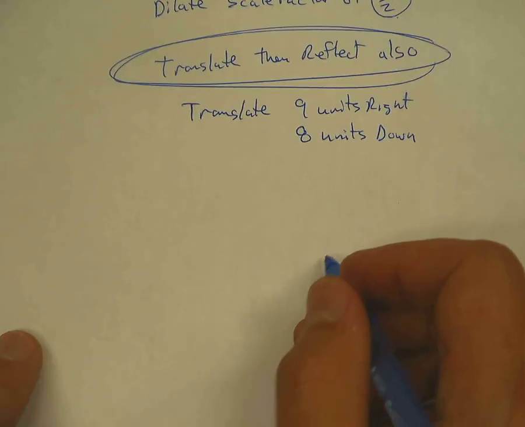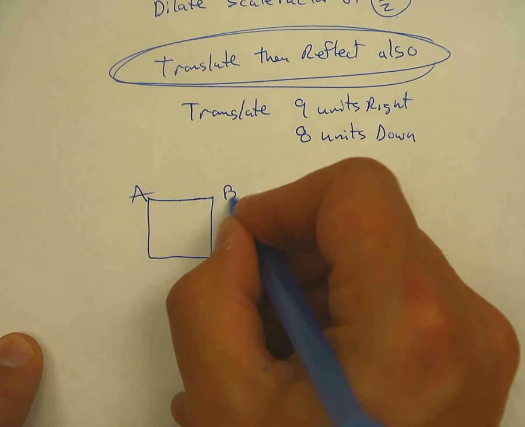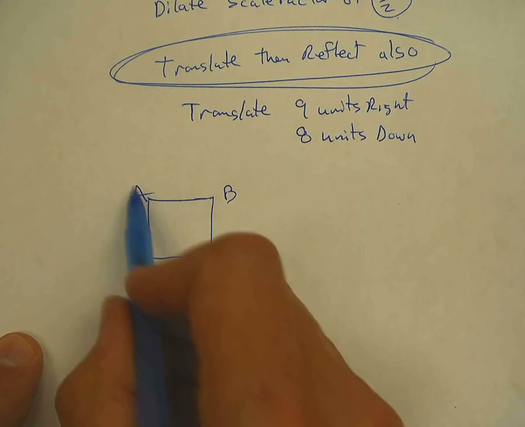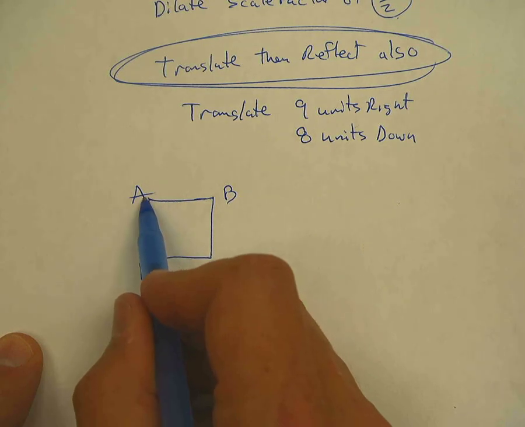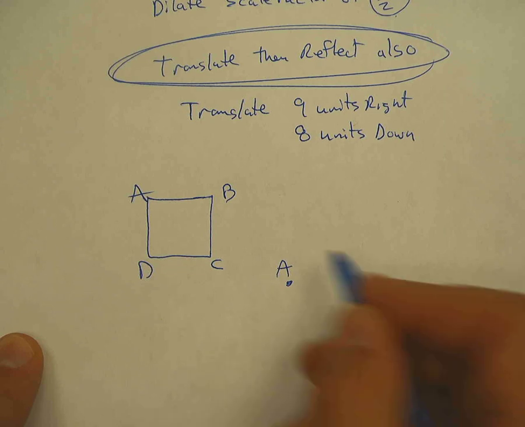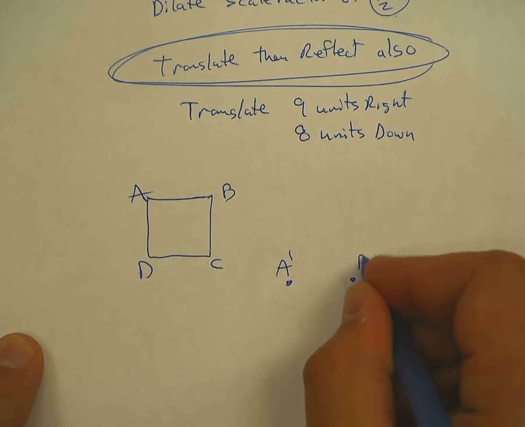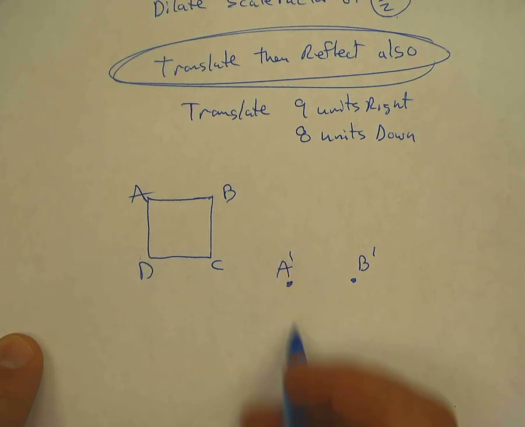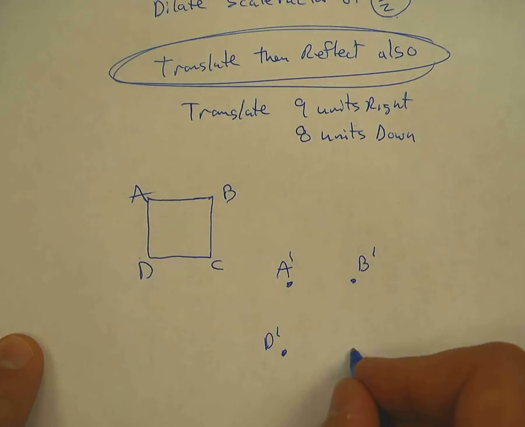So if I want to do that, I just take an object, called A, B, C, D. I move all the points 9 right and 8 down. So I move this 9 right, 8 down, make A prime. 9 right, 8 down, make B prime. 9 right, 8 down, make D prime. And 9 right, 8 down, make C prime, and connect it.